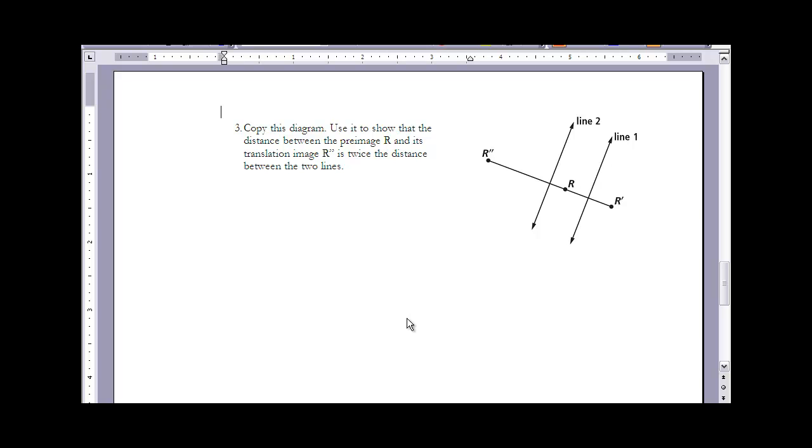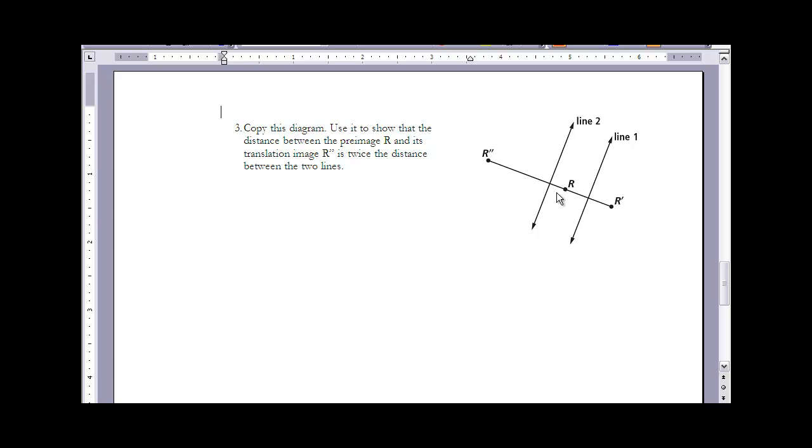Okay, let's look at example 3 here. It says copy this diagram, which I've included on your notes. Use it to show that the distance between the pre-image R and its translation image R double prime is twice the distance between the two lines.